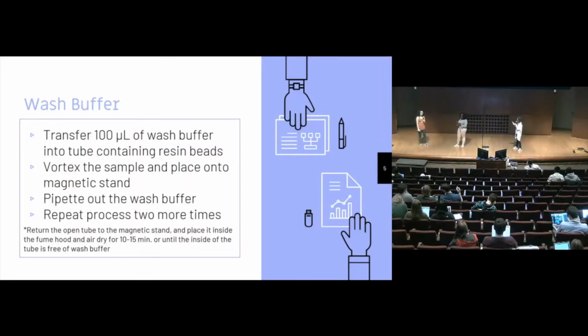The wash buffer contains salt and ethanol to remove organic components such as lipids and protein from DNA or RNA molecules while still leaving the DNA molecules attached to the beads. 100 microliters of wash buffer is transferred into the tube containing resin beads, and the sample is vortexed, then placed on the magnetic stand. The wash buffer is then pipetted out, and the process is repeated another 2 times.